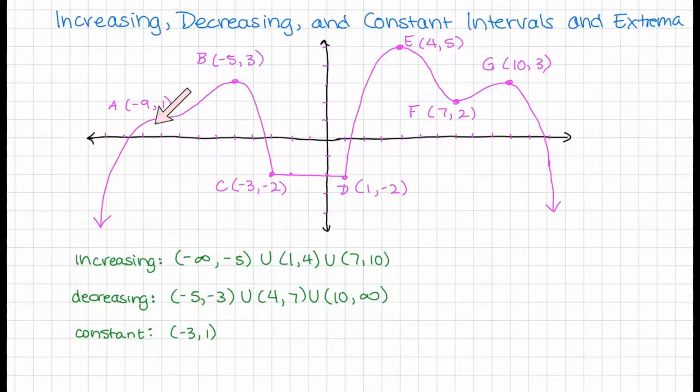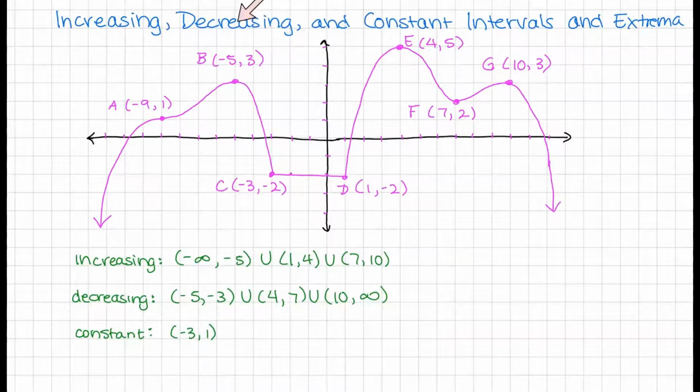At this point A, it's still increasing at A, because just to the left it was lower, and just to the right it's higher, so we're still going up. But we're no longer going up at -5. That's why we never include the endpoints on these intervals.